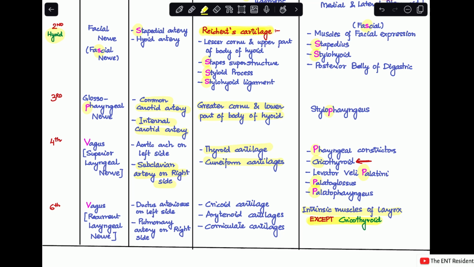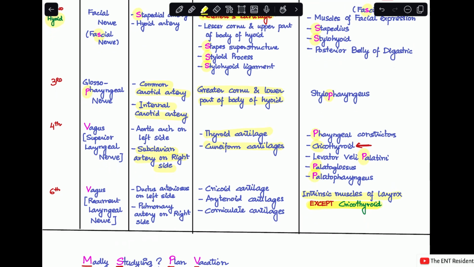So this table is something that you have to completely mug up and remember, and it is very important in your theory exams. You have to reproduce this table exactly like this. So these are the pharyngeal arch derivatives.